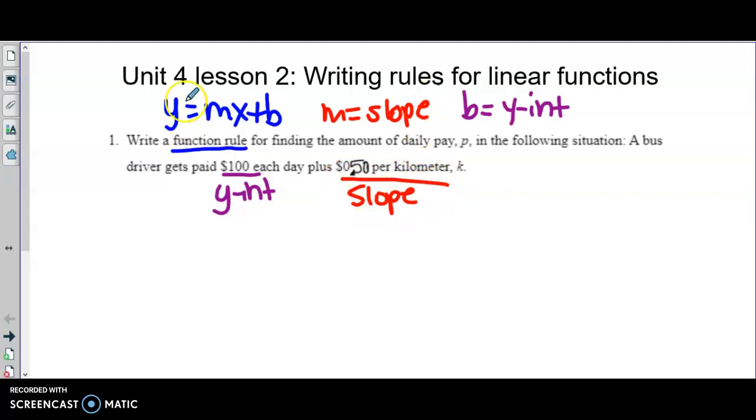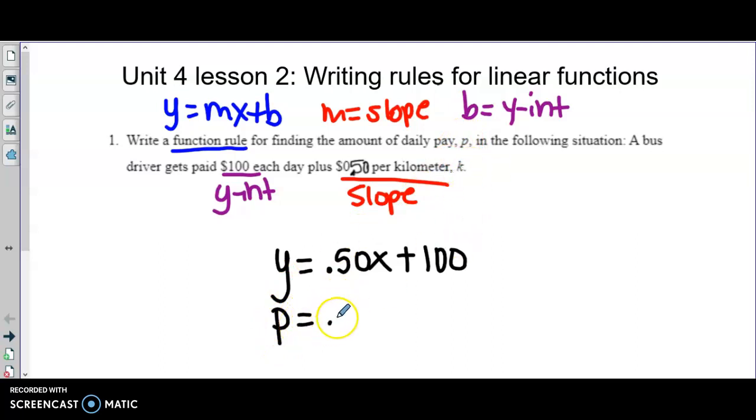And if we write that out in our y equals mx plus b form, the slope would be 50 cents and the y-intercept would be $100. Now, this is how I like to think of it because I just like to think of slope-intercept form. It's my favorite form. Something that you might notice if it's a multiple choice answer, though, is that it's using different letters. It's not using y's and x's. So the total pay would be y, and then k is per kilometers. And remember, it's 50 cents per kilometer, so k would be x.